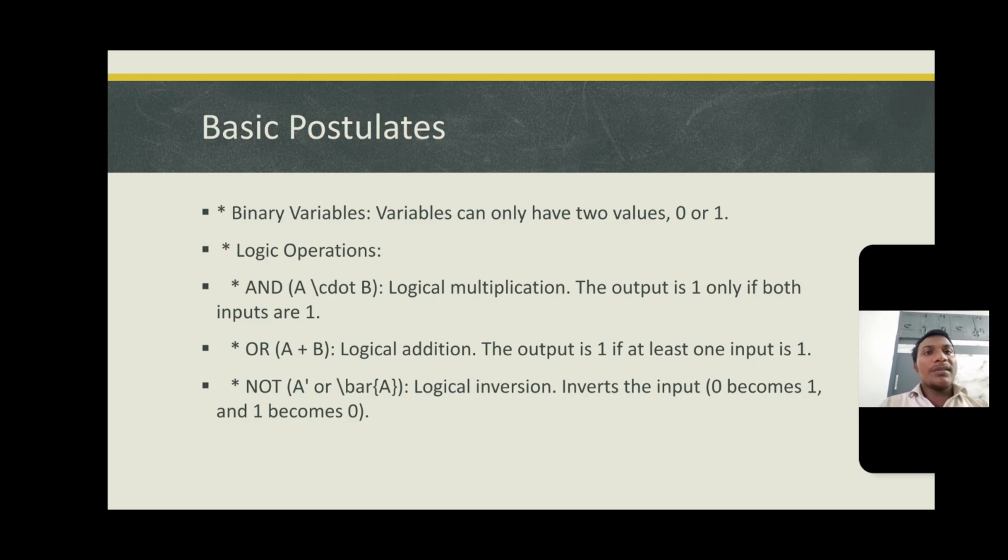Basic postulates. The postulates of Boolean algebra say that binary variables can only have two values, 0 and 1. A logical multiplication, AND, gives output 1 only when all inputs are 1. For the OR operation, A plus B, the logical condition is 1 when any input is 1.